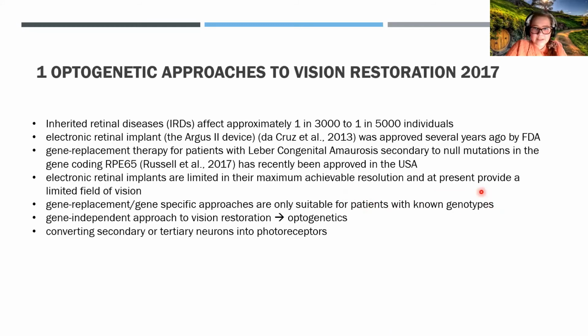And again, the same problem: we don't know the genotypes of people that have a reversible vision loss. Yes, it's the same thing we talked about. And we need to convert secondary or tertiary neurons into photoreceptors. That is usually what is done.